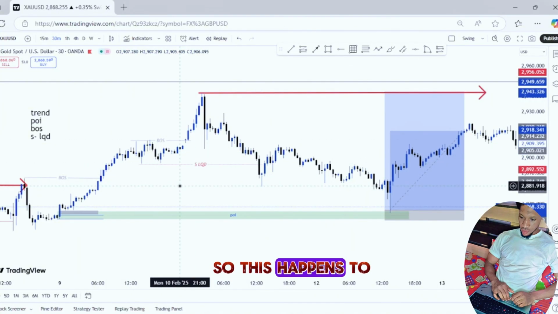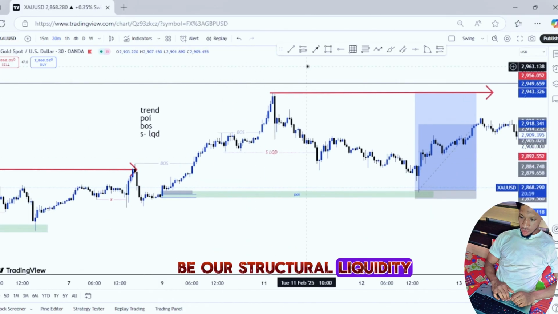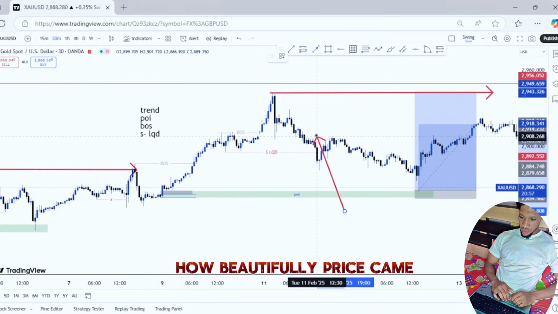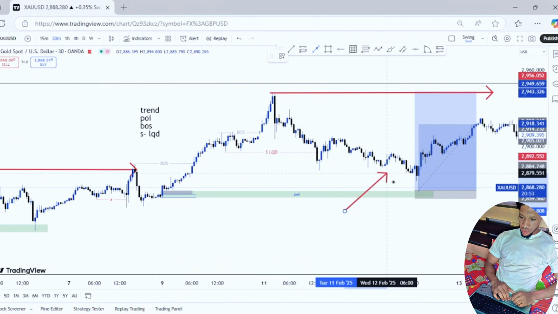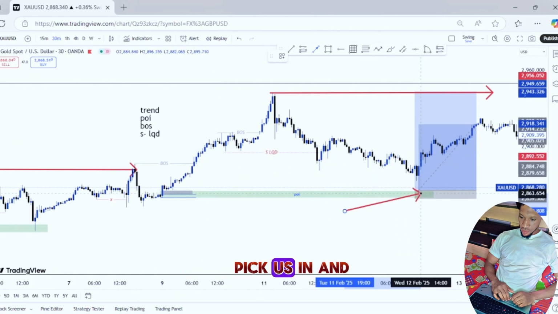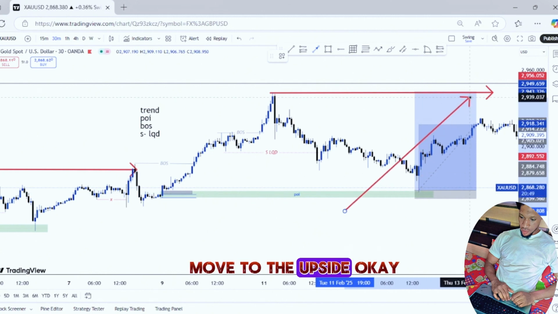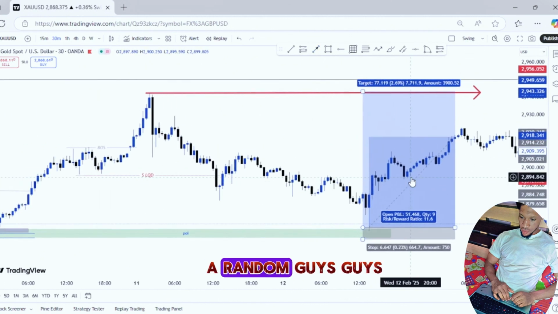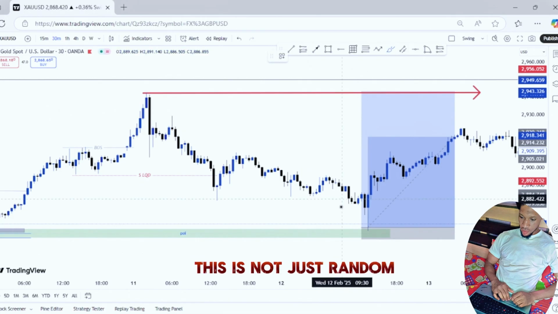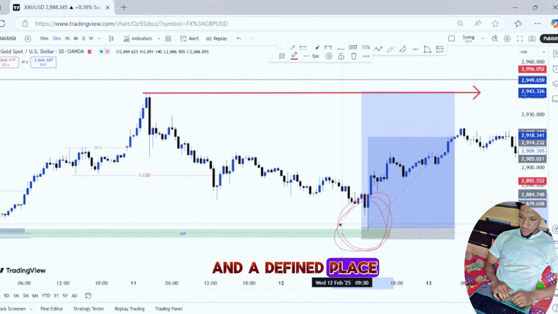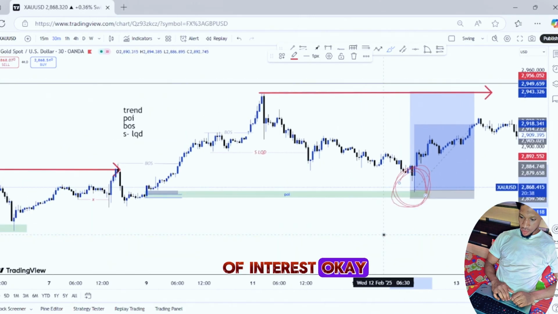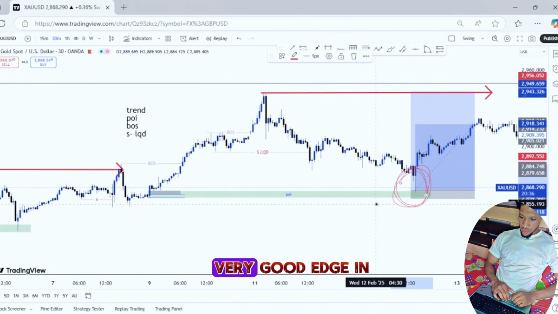So this happens to be our structural liquidity. So you can see how beautifully price came back here, took out all the old lows that were sitting here and dropped to this side, picked us in and moved to the upside. Okay, this is not just a random guess, guys. I keep telling you this. It's not just random. This is a precise and defined place of interest. Okay, this is going to give you a very, very good edge in the market.